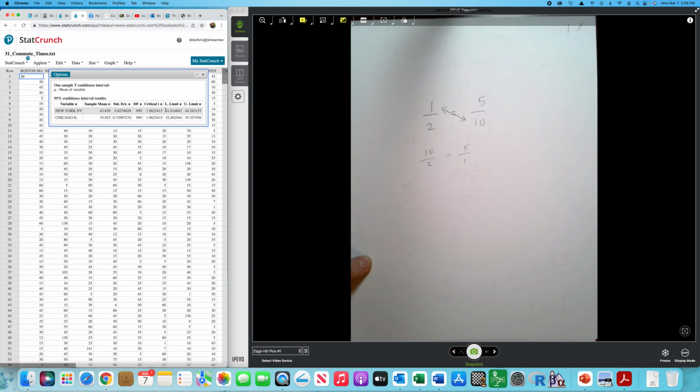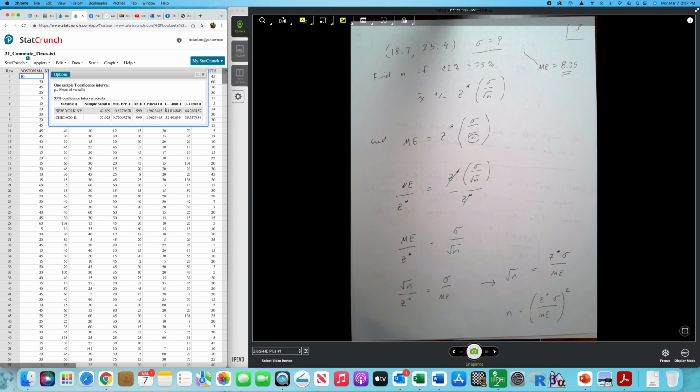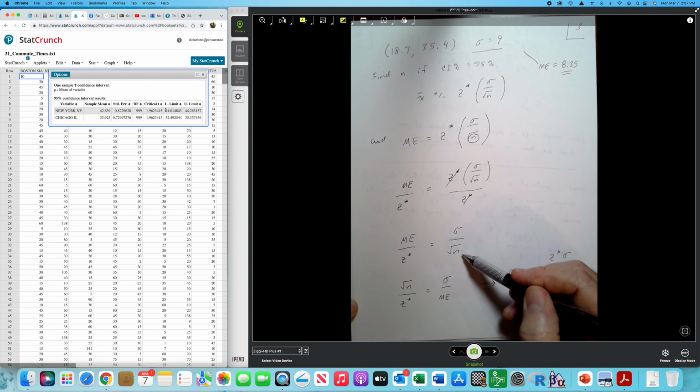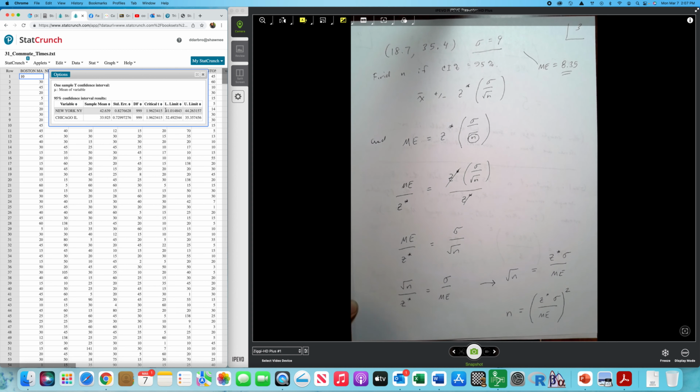Now, I can't if I'm multiplying. If I have 1/2 times 5/10, I can't go switching stuff. But if I have a fraction equal to a fraction, I can switch these values. So that's really what I did here, is I switched the margin of error, put it down here. I took the square root of n and I put it in the numerator in the left fraction.